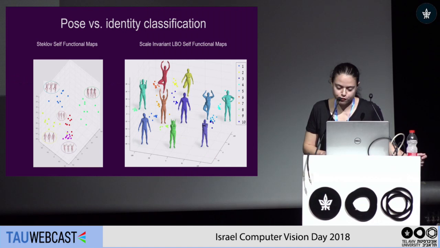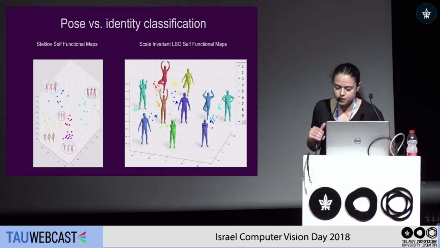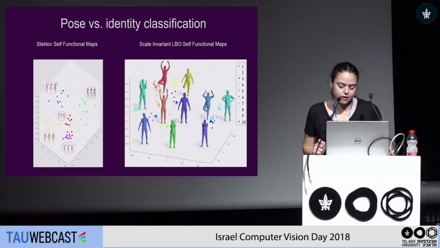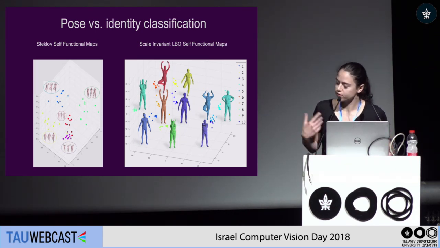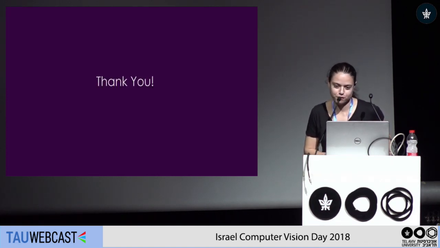And here we can see the same Faust dataset. Once we cluster according to the self-function map defined with the Laplace-Beltrami operator, the regular and the scale invariant, we get identity clustering. And once we define it with the Steklov extrinsic operator, on the same dataset we can achieve pose clustering. So this object is very flexible, and we would like to explore it with different pairs of operators. If someone has a suggestion for an interesting operator, I would like to explore it. And thank you for listening. And if you have any questions.